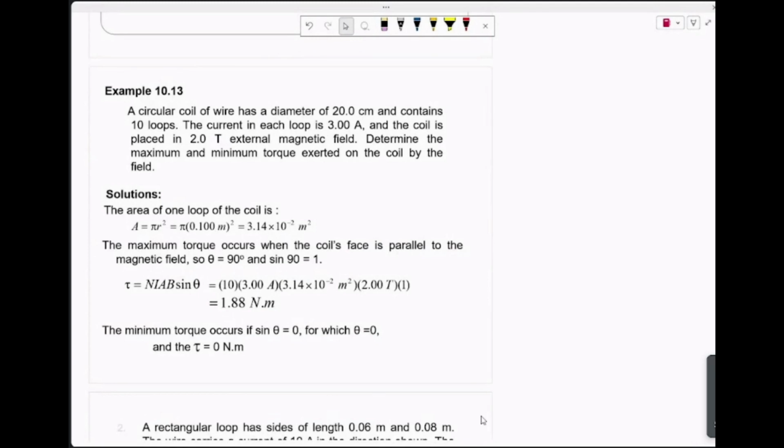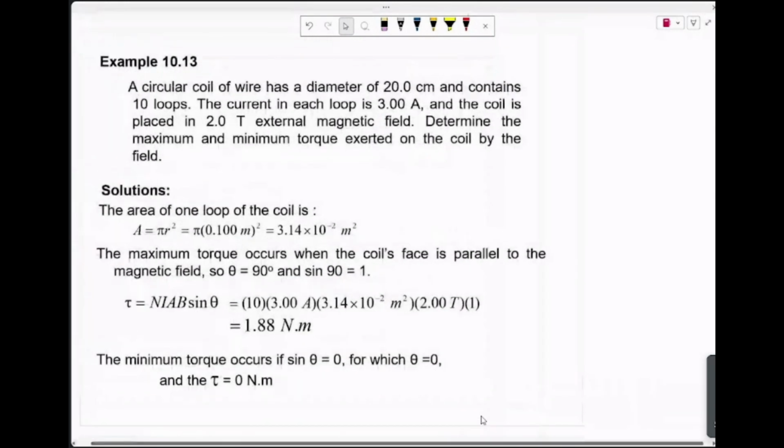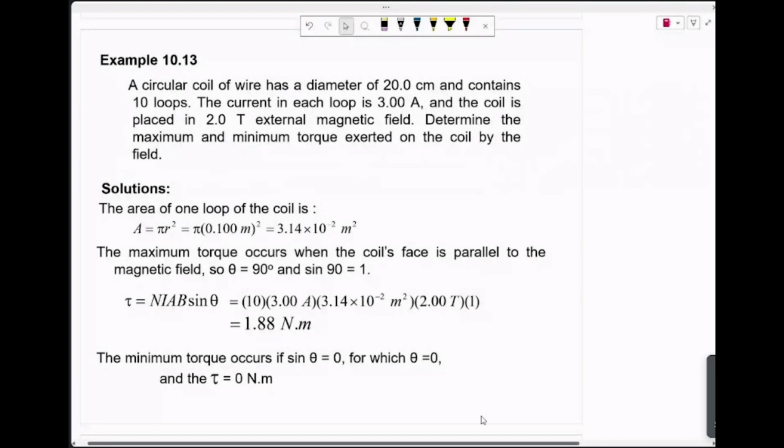Okay, so I'm going to explain this one example here. A circular coil of wire has a diameter of 20 centimeter and contains 10 loops. So this diameter is D. Remember, the diameter is D. It contains loops, so this is N. Current in each loop is 3 A. And the coil is placed in a 2 Tesla external field. So this is B. Determine the maximum and minimum torque exerted on the coil by the magnetic field.